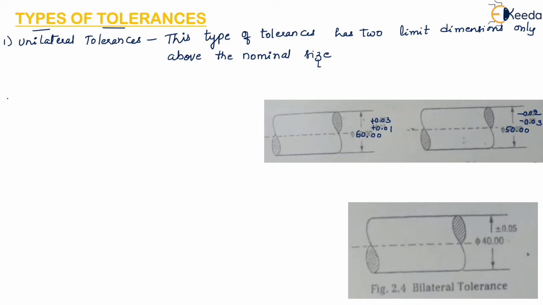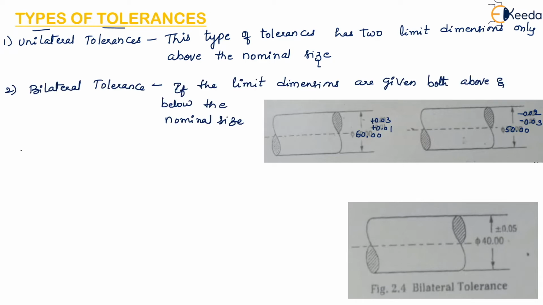The second one is the bilateral tolerance. If the limit dimensions are given both above and below the nominal size, then such a type of tolerance is called the bilateral tolerance. In the example we can see that we have 40 as the diameter of the shaft, and here the tolerance is plus or minus 0.05. So we can either add or subtract the tolerance which is given here. So this is called the bilateral tolerance.